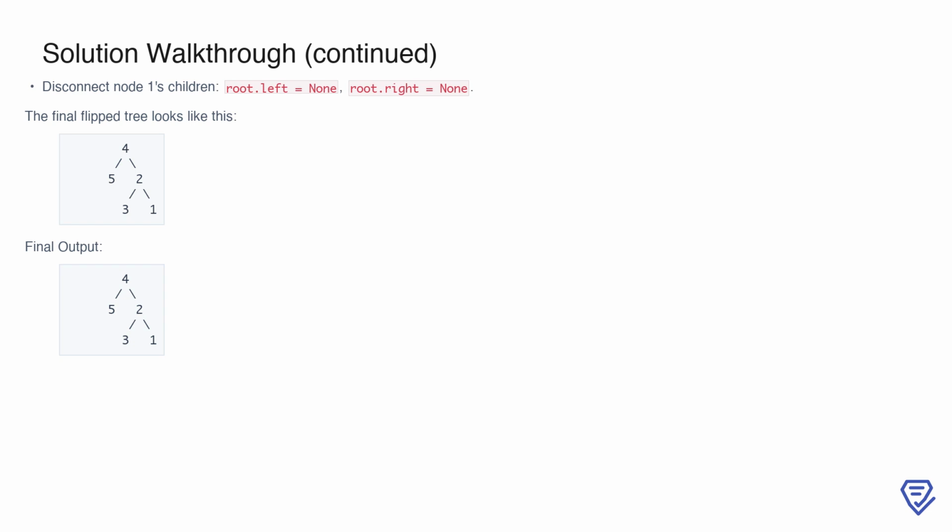After completing these steps, the final flipped tree emerges. The root of the flipped tree is now node 4. Node 4 has node 5 as its left child and node 2 as its right child. Node 2, in turn, has node 3 on the left and node 1 on the right. This completes the flipping process for the 3-level tree, and the final output reflects the fully transformed structure.